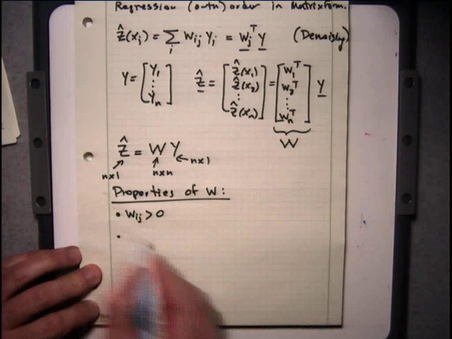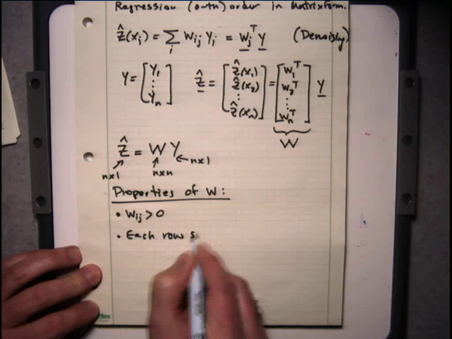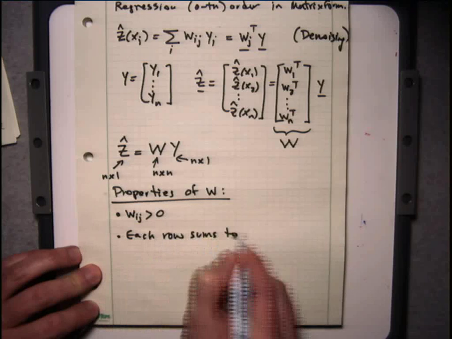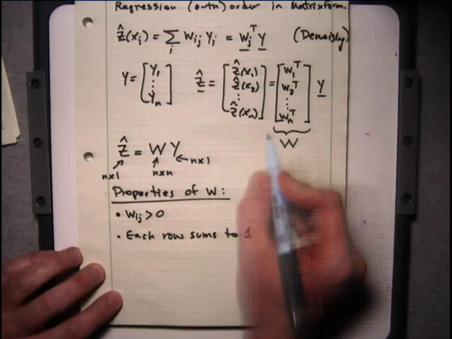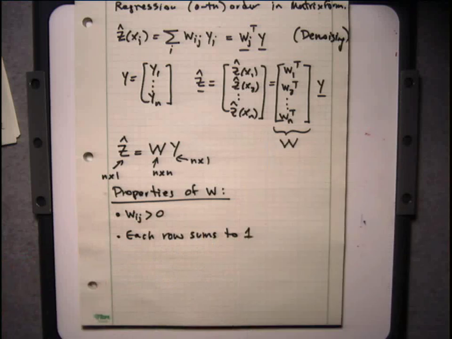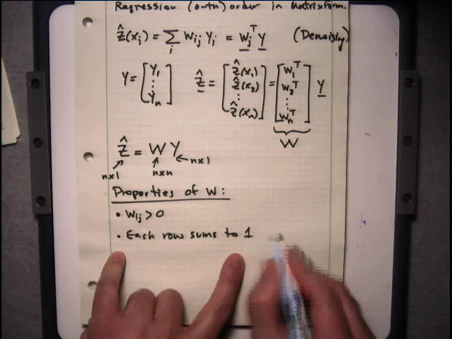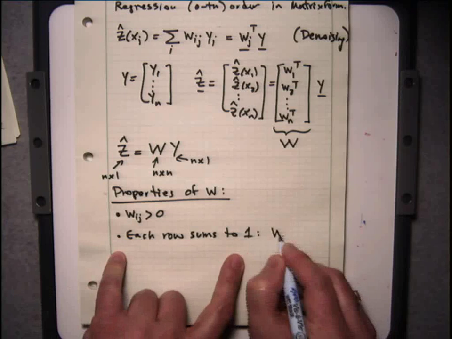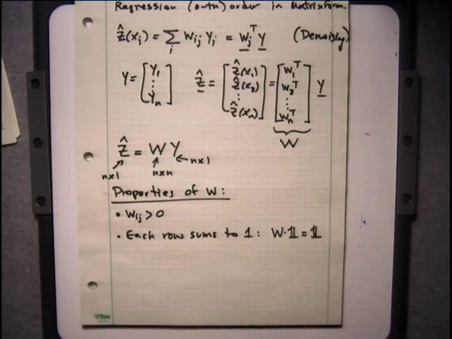Second property is that each row sums to 1. Each row of this matrix sums to 1 because that's how we made the weights. We normalized them so that they would sum to 1, by definition. Another way to write this is W times a vector of 1s is equal to the vector of 1s.